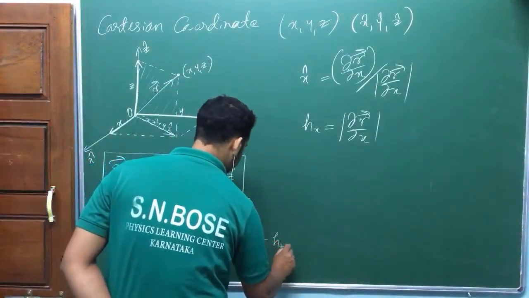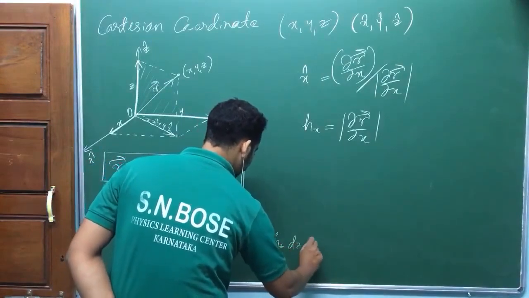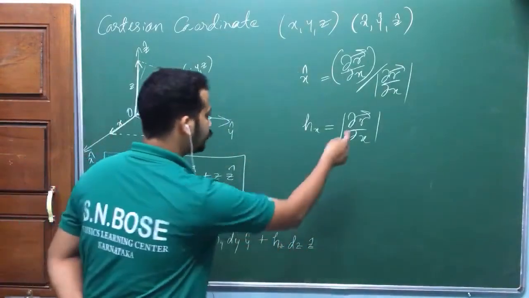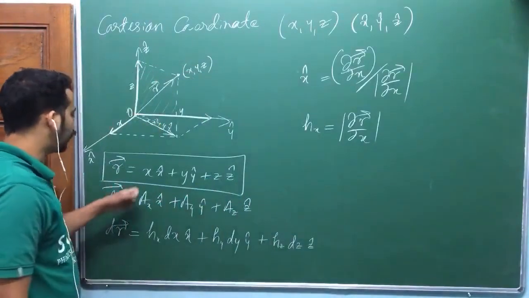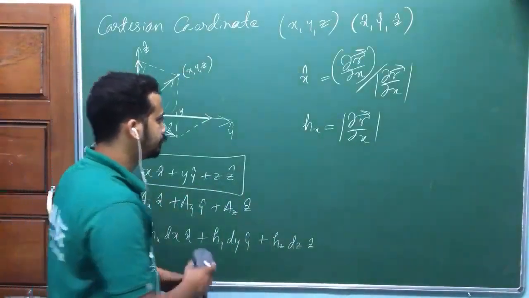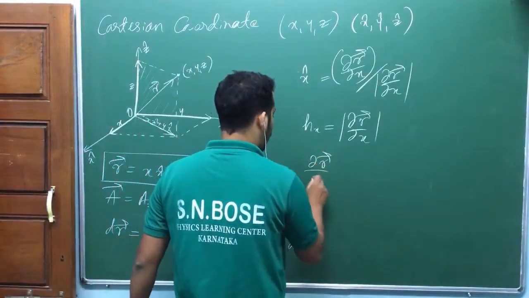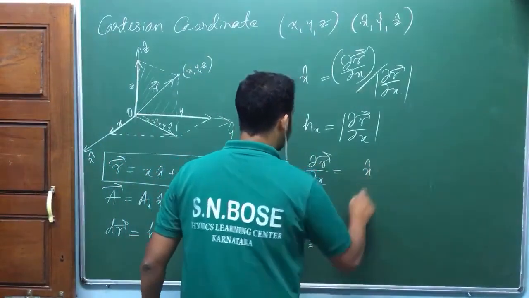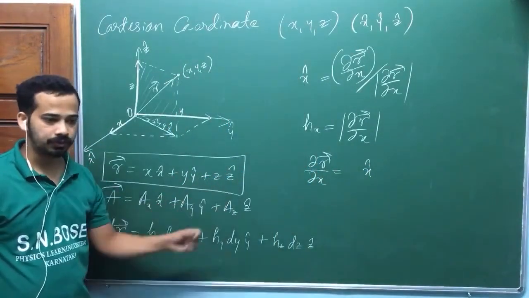So, hz dz into z cap. Okay? But you can observe this one, dou r by dou x. What is dou r by dou x? Can you tell me? 1. No, dou r vector by dou x is x cap itself. These two parts are 0.